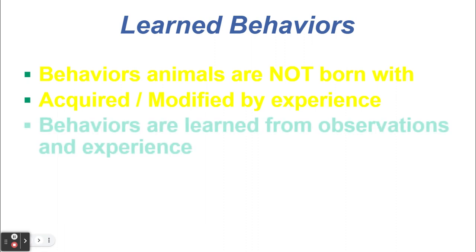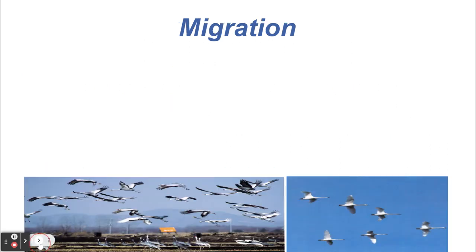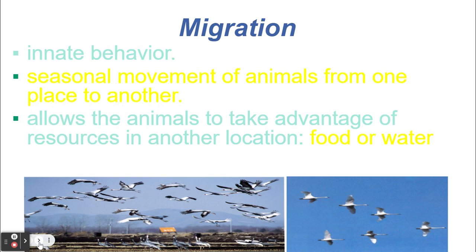Behaviors are learned from observations and experiences, often from parents. Some examples of this would be migration. This is an innate behavior. I'm sorry, it's not an example of learned; it's an innate behavior. It's a seasonal movement of animals from one place to another. It allows the animals to take advantage of resources in another location, like food or water.